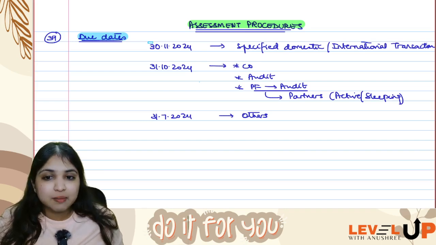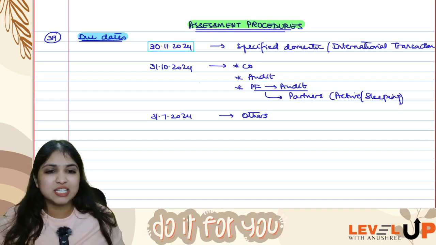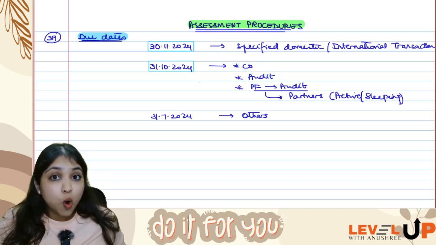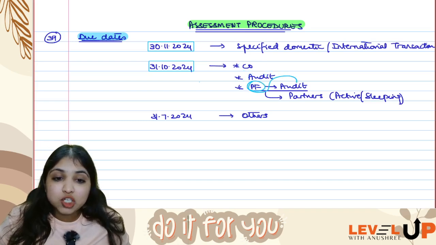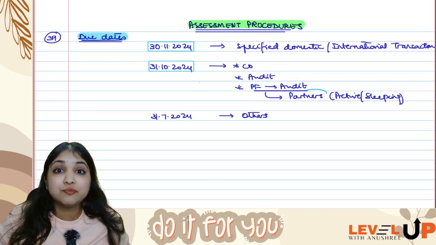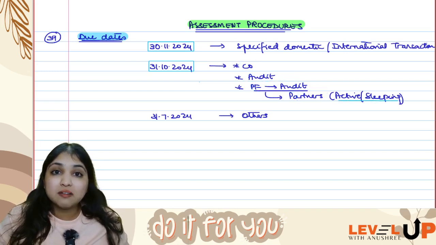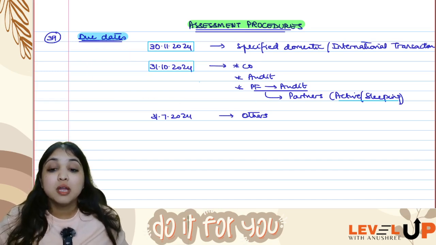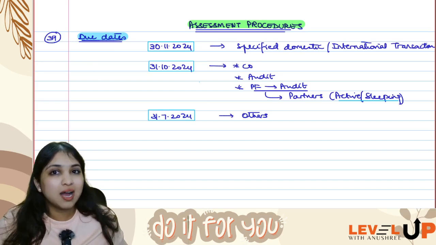First of all, 30th November 24 is for those assessees who have any specified domestic or international transaction. Then 31st October 24 is for company assessees, then all assessees to whom audit is applicable. Then if for the partnership firm audit is applicable, now that partnership firm's partners, whether active partner or sleeping partner, for those partners also it's going to be 31st October 24. 31st July 24 will be for all other assessees.